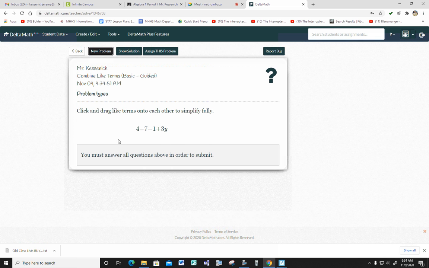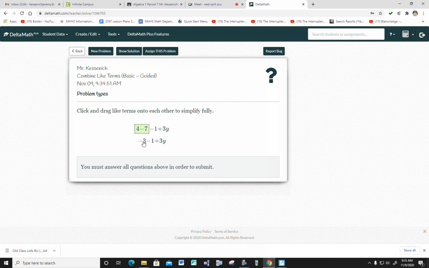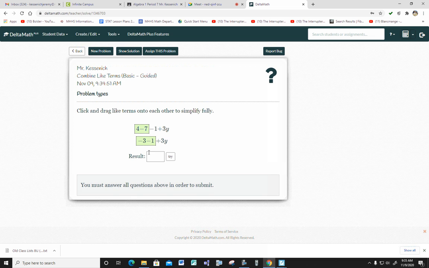It helps to see another one. Well, this one's super short. All I have to do here is bring the numbers together. So 4 minus 7 is minus 3. And the minus 3 minus 1 is minus 4.